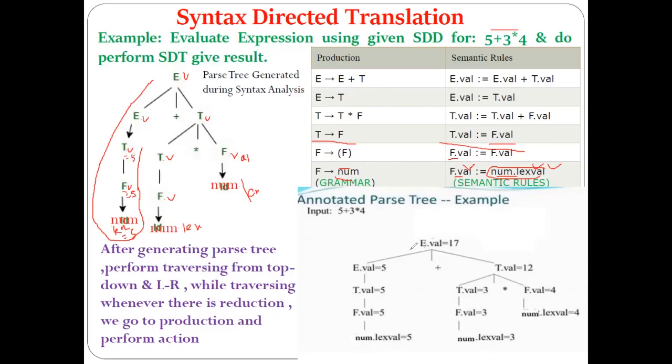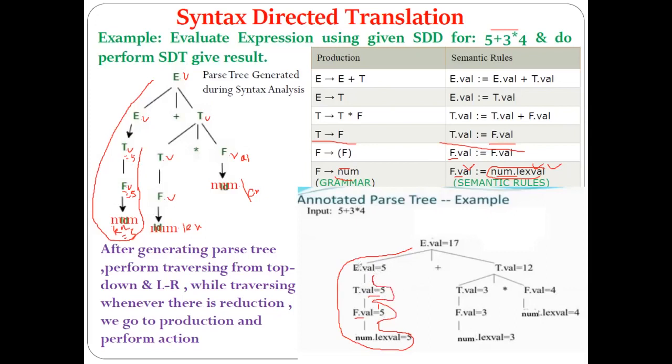So accordingly we have done the thing here. You can see the value of num dot lex val will become the value of f dot val. F can be reduced to t, so that is the reason the value of f dot val becomes the value of t dot val. Now in this way we will go on traversing, in the sense we go on visiting each node.